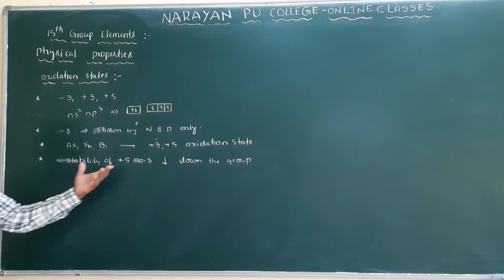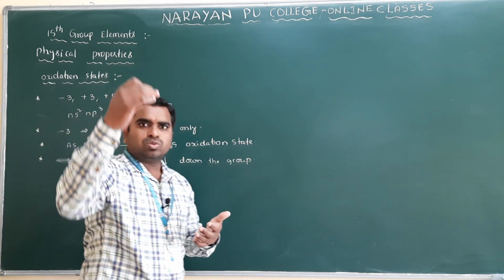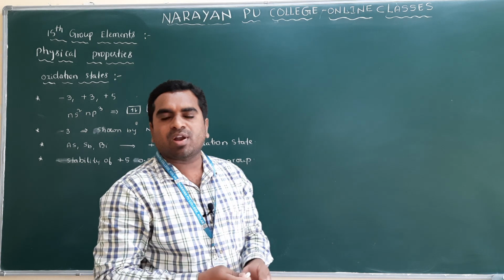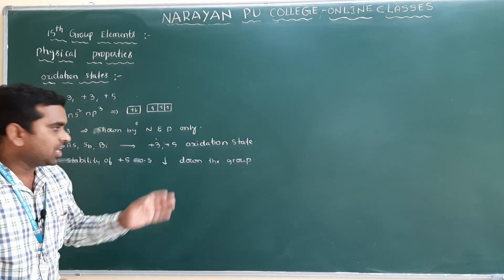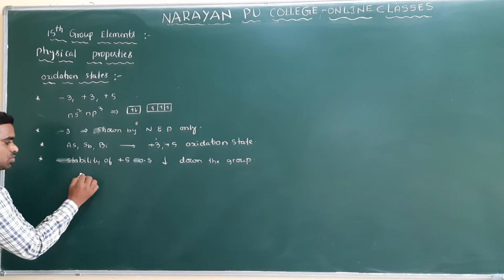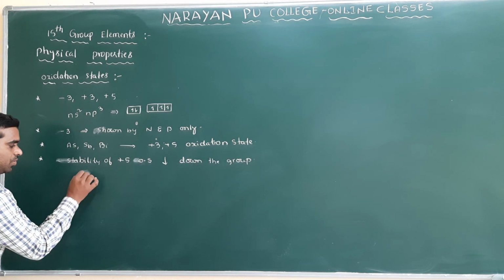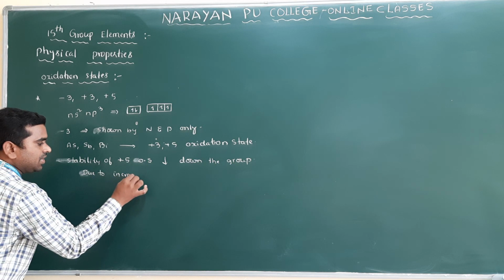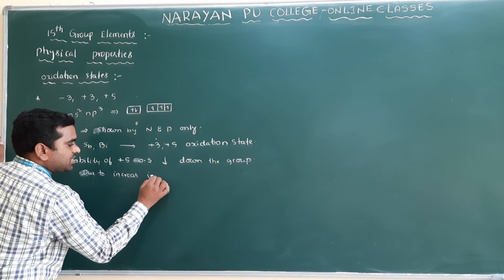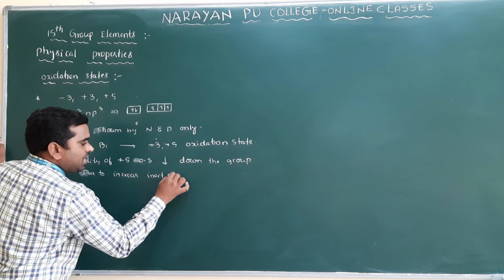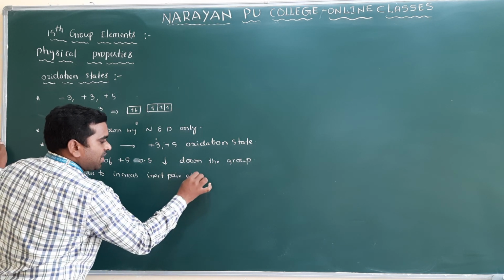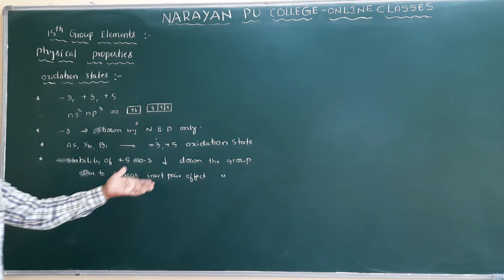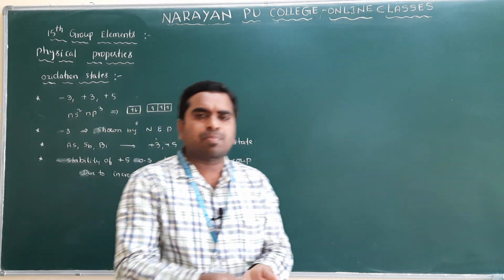So you already know the reason. Down the group, the inert pair effect increases. Yesterday I have already discussed what the inert pair effect is. So this is due to the increase in the inert pair effect. The inert pair effect increases down the group.